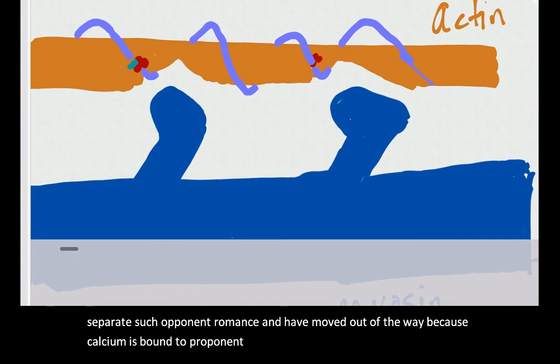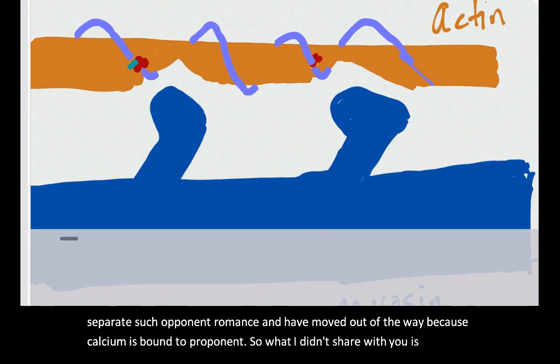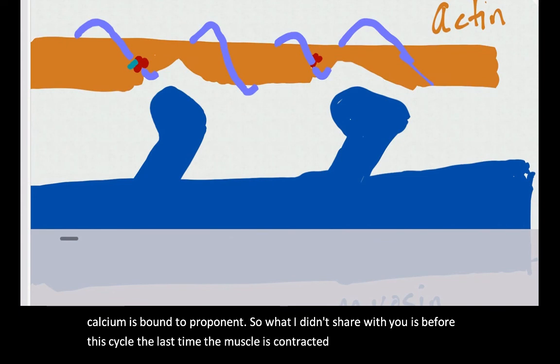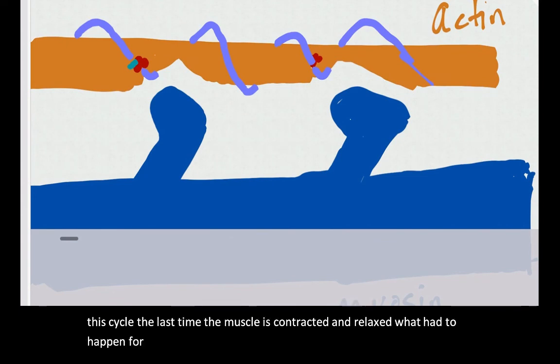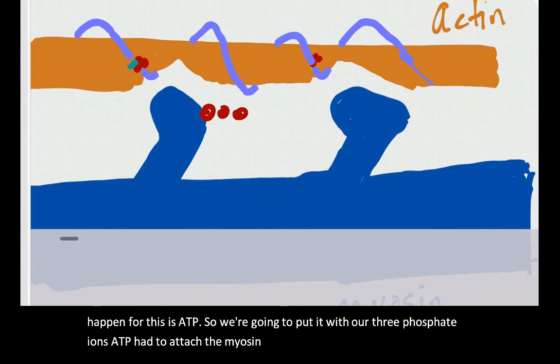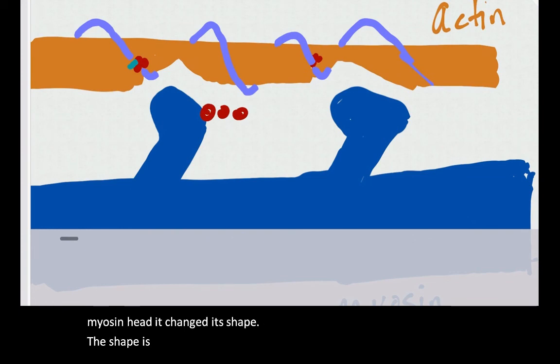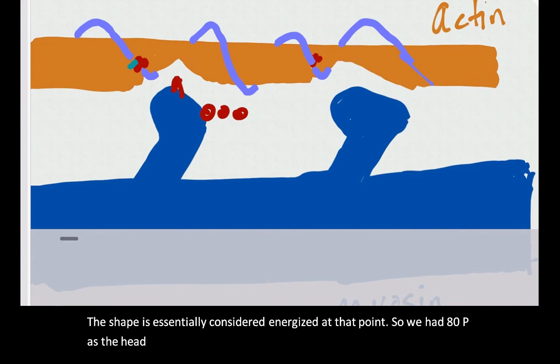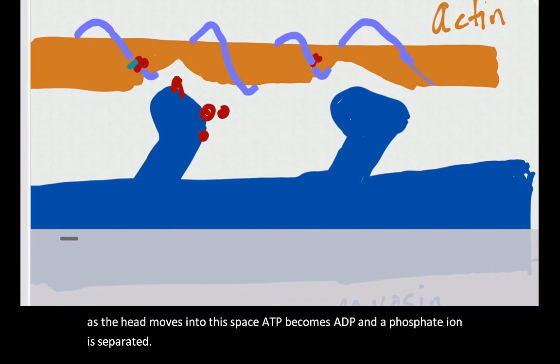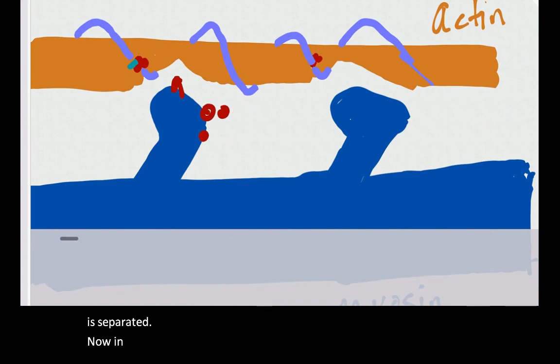So what I didn't share with you is before this cycle, the last time the muscle was contracted and relaxed, what had to happen for this is ATP, so we're going to put it with our 3 phosphate ions, ATP had to attach to the myosin head, and when it attached to the myosin head, it changed its shape. The shape is essentially considered energized at that point. So we had ATP. As the head moves into this space, ATP becomes ADP, and a phosphate ion is separated. Now, in this process, the high energy state is essentially the state that's going to allow this to work.